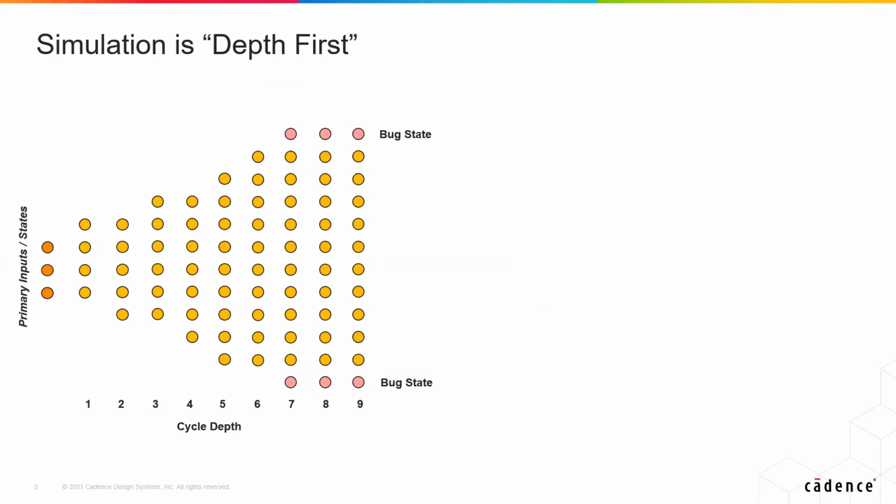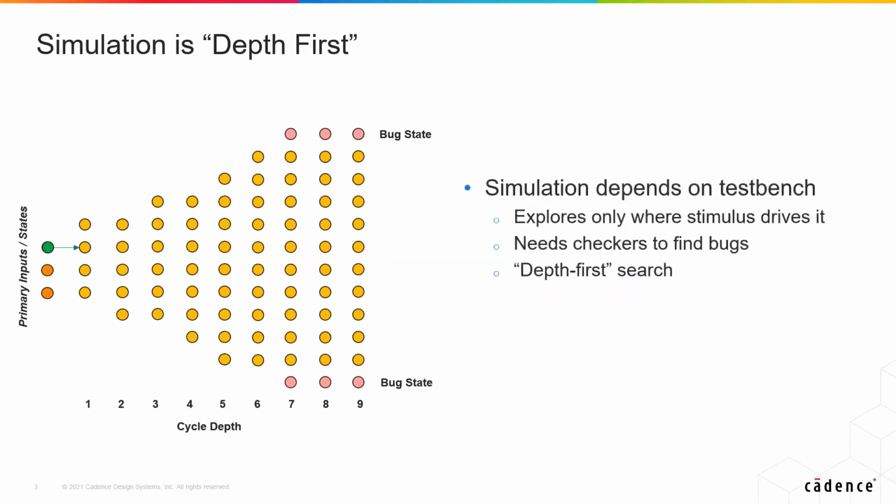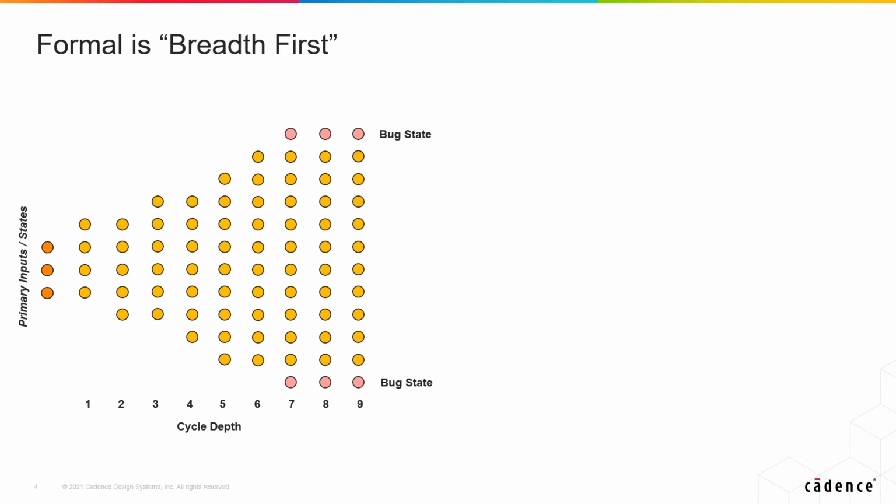So let's take a deeper look at how simulation works. It very much depends on the test bench, as we said, and the DUT, the design under test, is explored only where the stimulus drives it. You need the checkers to check for the bugs. It's very much a depth first technique. On the other hand, formal is breadth first.